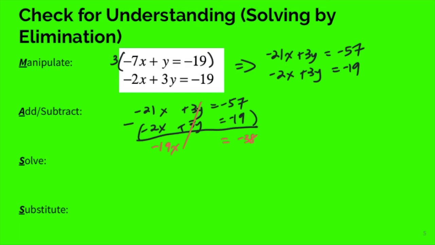Okay, so now I get a linear equation that's pretty simple to solve. So I have negative 19x equals negative 38. I can just divide each side by negative 19, and then I would get x equals positive 2.